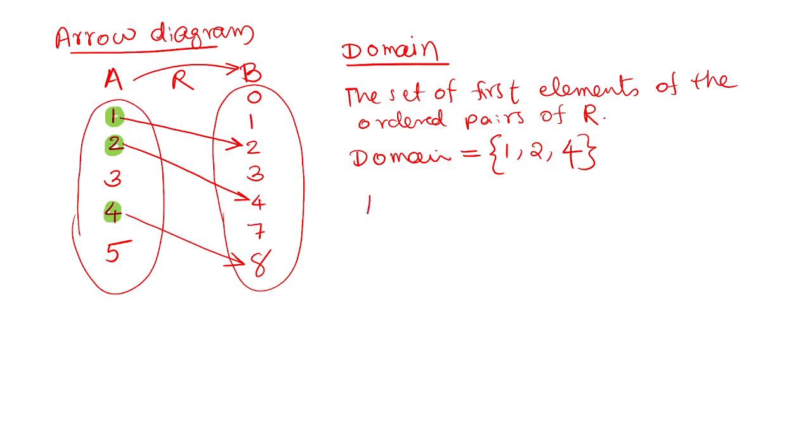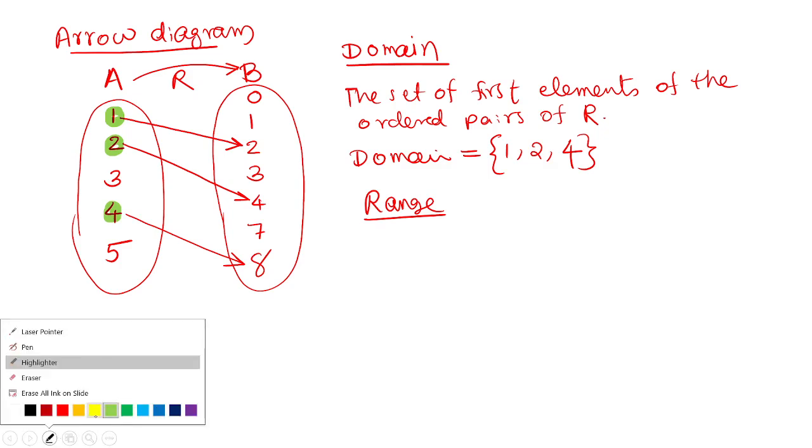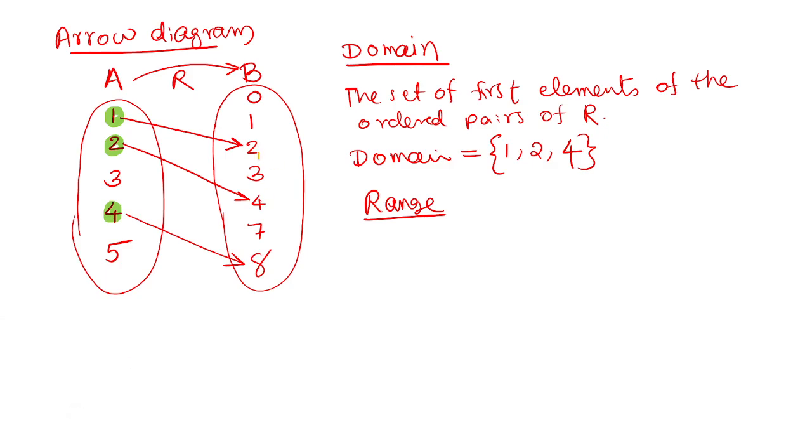Now all of you please listen. Next is range. Range is the second set. The second set means it is the set of elements at which the arrows end. Range is the set of elements at which the arrow ends. So if the arrow diagram is given, it is very easy to find the range. The arrows end in which numbers? The arrows end in the numbers 2, 4, 8.